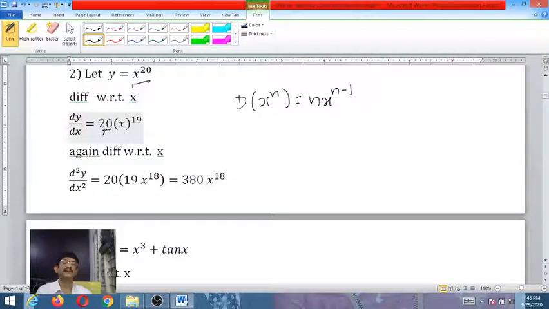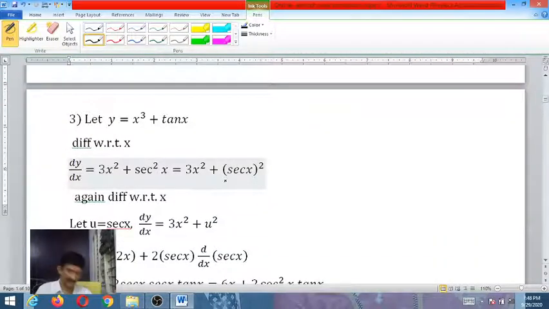20 is a constant, keep it as it is. Now the derivative of x to the power of 19 is 19 into x to the power of 19 minus 1, that is 18. So 20 into 19, that is 380 into x to the power of 18.